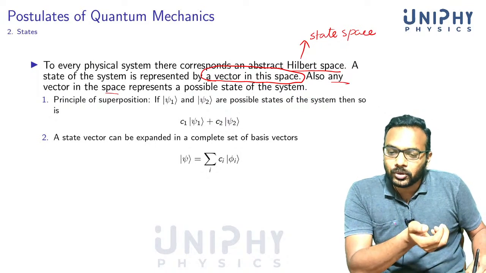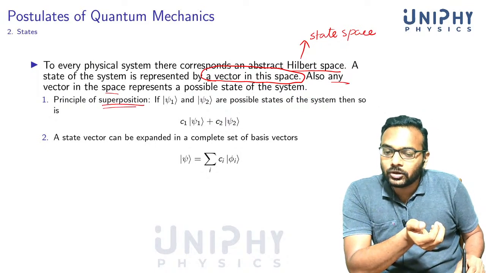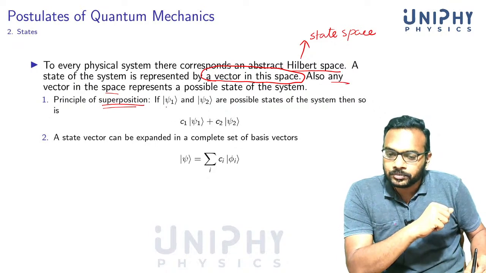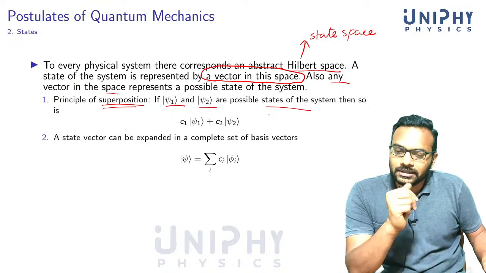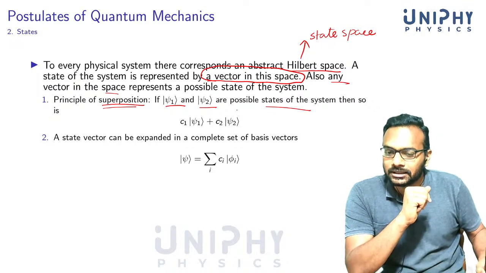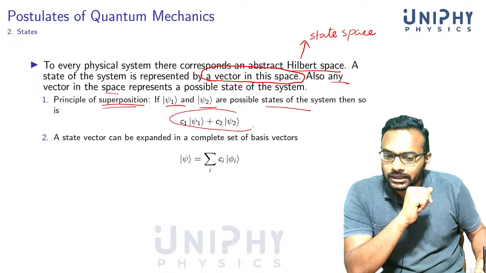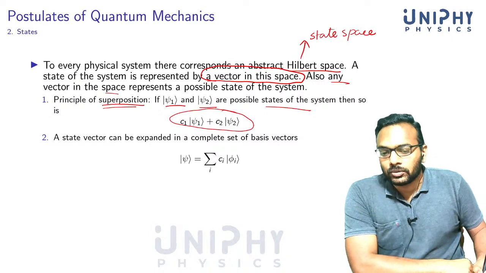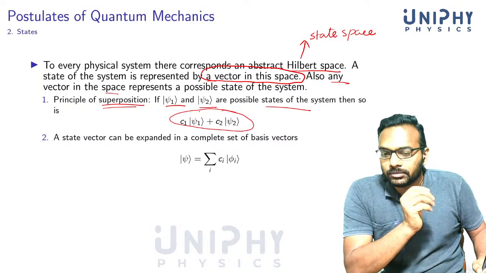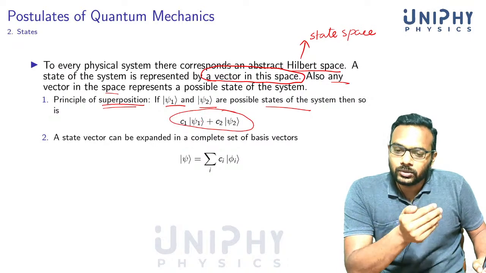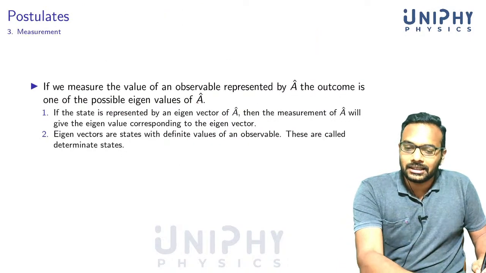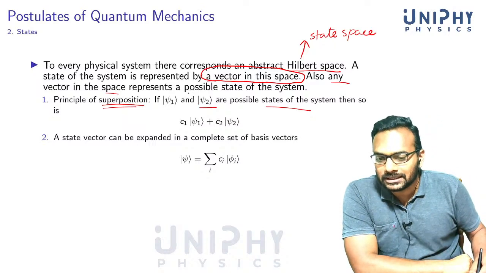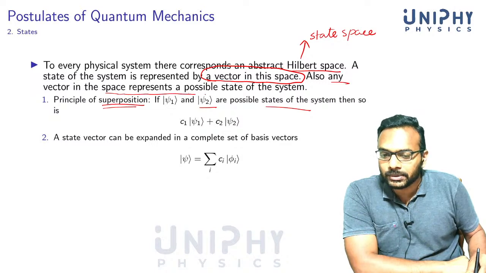By taking this postulate, there is this important property of superposition being incorporated into quantum mechanics. That is, if psi 1 and psi 2 are possible states of the system, then so is this combination. Because if psi 1 and psi 2 are possible states, they correspond to some physical state, but any vector in the Hilbert space also corresponds to a possible state. That's part of the postulate.